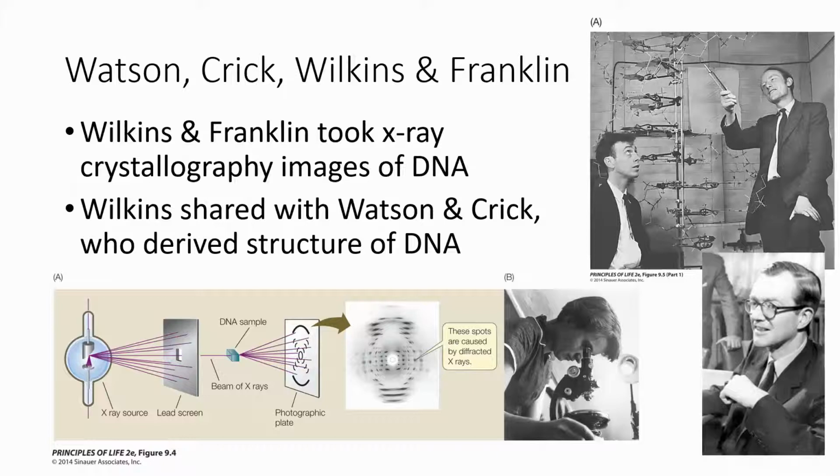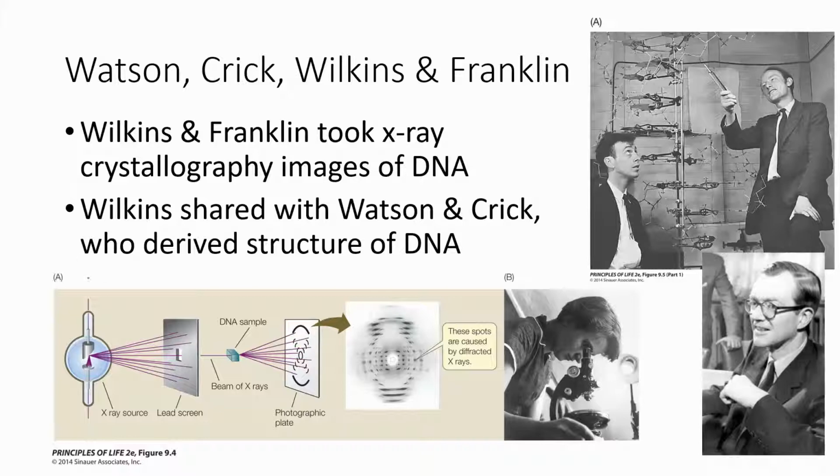However, they did have the help of Rosalind Franklin, who was a woman technician who created a lot of the X-ray crystallography images that they used. She worked in the lab of Wilkins, who shared those images with Watson and Crick, who used it to then derive the three-dimensional structure of DNA. So what they ended up doing to create this model was they used a technique called X-ray crystallography.